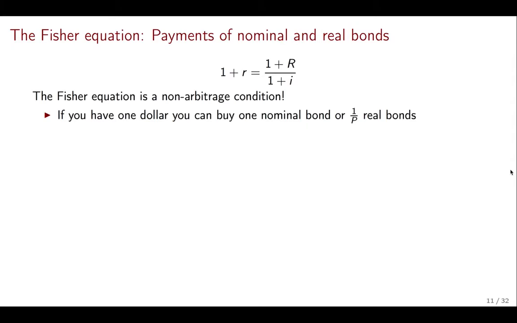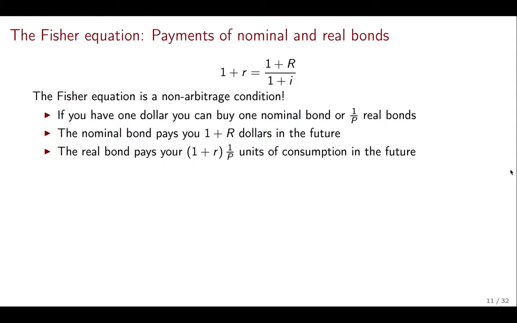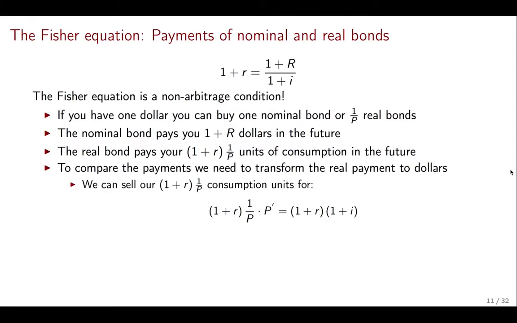Let's say that you start with $1 today. You can buy one nominal bond or 1 over P real bonds. You know that the nominal bond pays you 1 plus R dollars in the future. The real bond is going to pay you 1 plus R real goods. So you have to pass that to dollars. It's going to pay you 1 plus R real goods times the amount of bonds you have, 1 over P. And so that's the total number of units of consumption in the future that the real bond is going to pay. To compare the payments, you need to put them both in dollars. So you can sell the 1 plus R over 1 over P consumption goods for their price in the future.